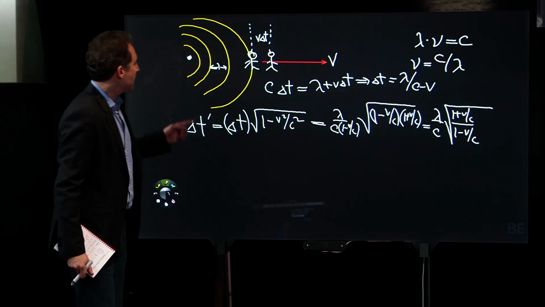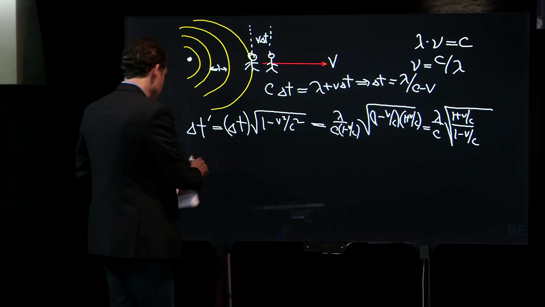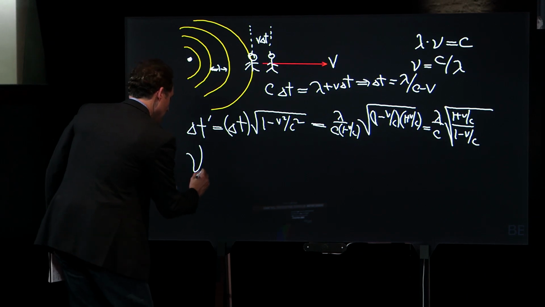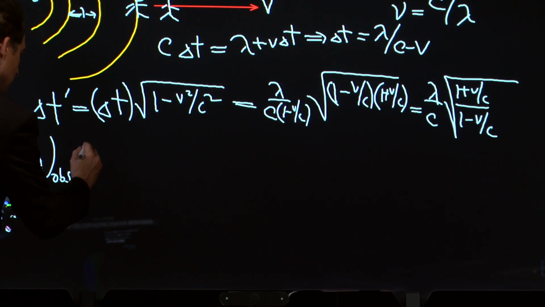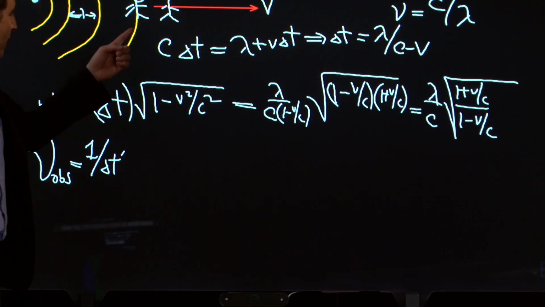Now that's the amount of time it will take for that next crest to hit. If we're interested in the frequency, so the frequency observed, of course, that goes like 1 over the time between when the crests hit.